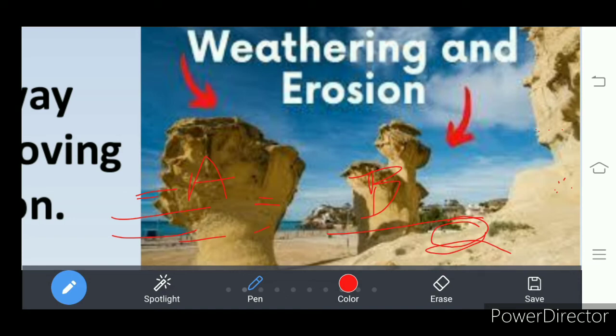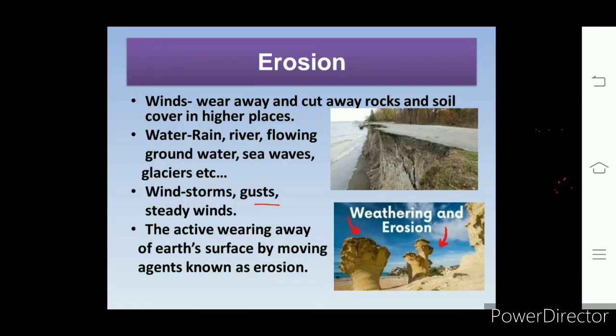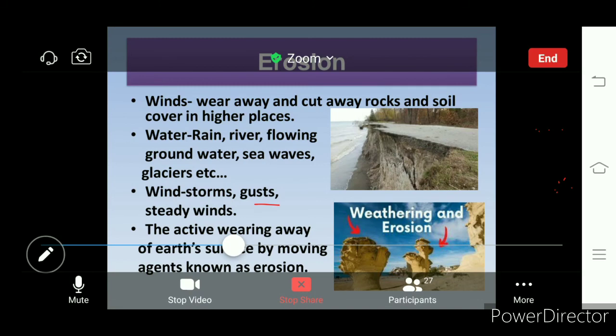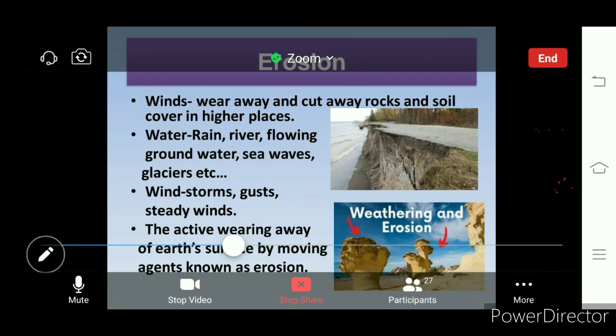So here act 2, wearing away the top of the hills and earth surface is called erosion, and this erosion takes place by the air and water. Okay, so this is the second stage we find in the denudation process.